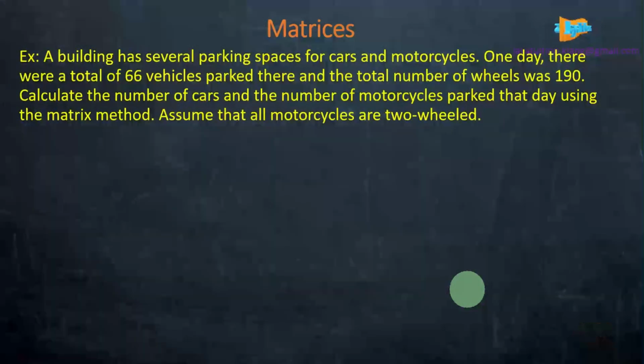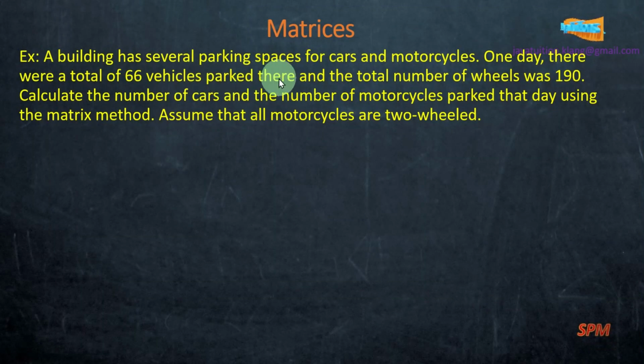Here is an example given. A building has several parking spaces for cars and motorcycles. On a day, there are a total of 66 vehicles parked and the total number of wheels is 190. Calculate the number of cars and the number of motorcycles parked that day using the matrix method. We have to assume that all motorcycles are two-wheelers. Cars are definitely four-wheelers.